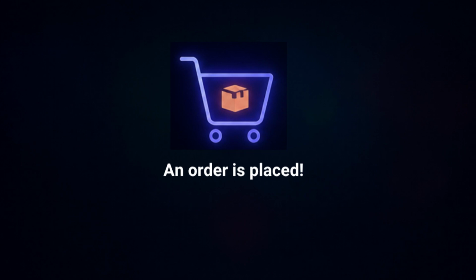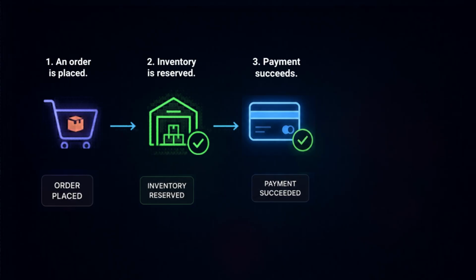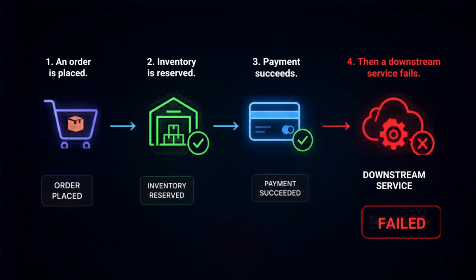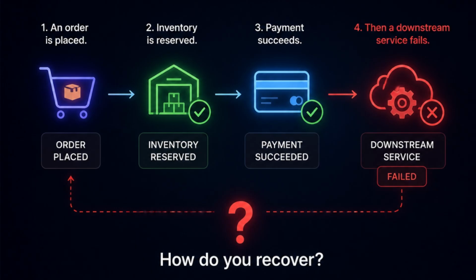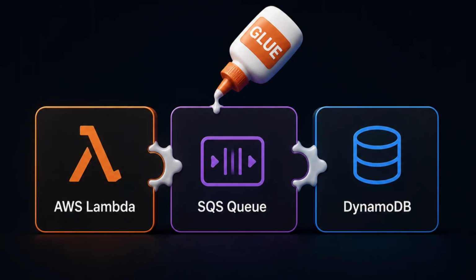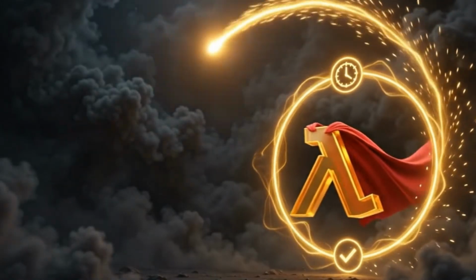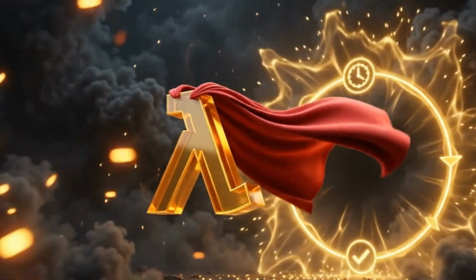Imagine an order is placed, inventory is reserved, payment also succeeds. But then a downstream service fails. How do you recover? Well, until now, handling that rollback with Lambda function meant stitching together queues, databases, and custom state management. However, AWS Lambda Durable Function changes that.